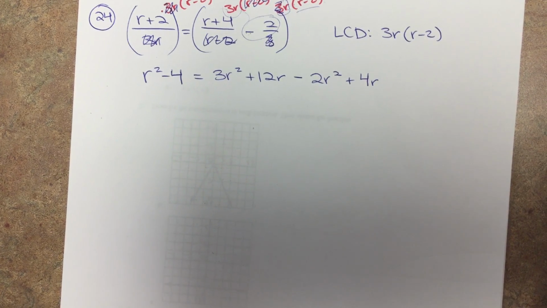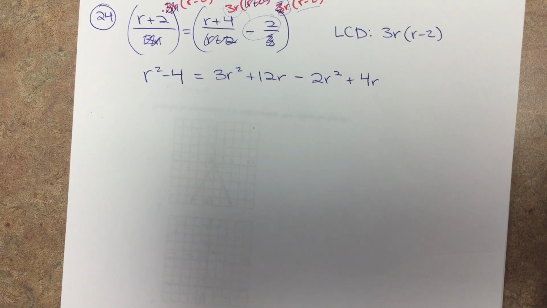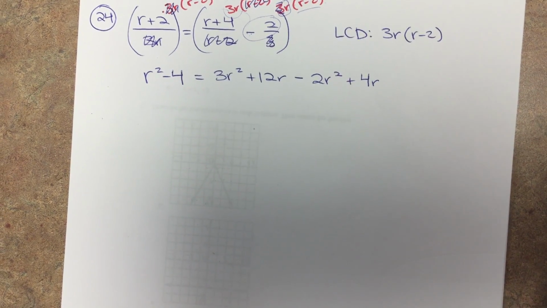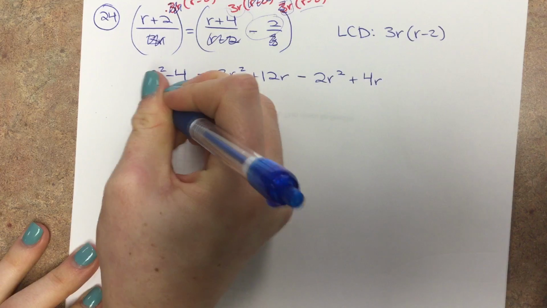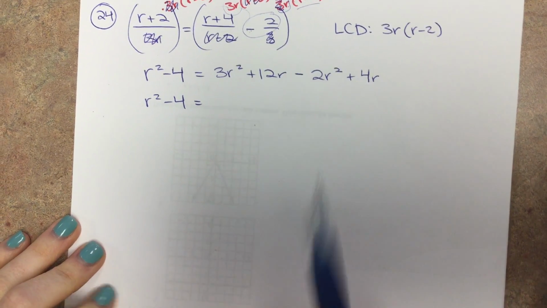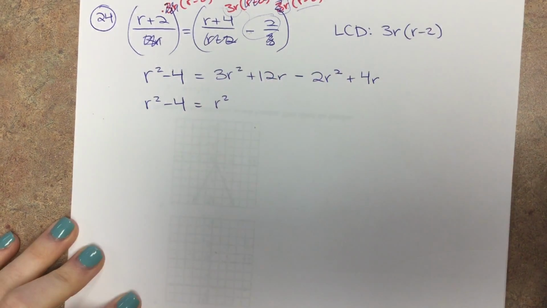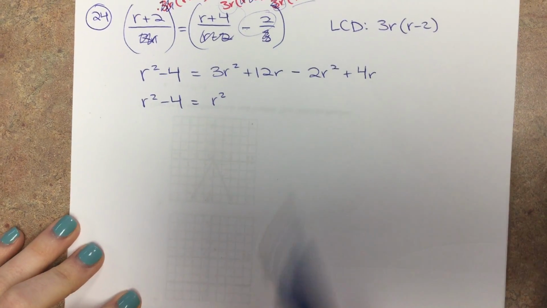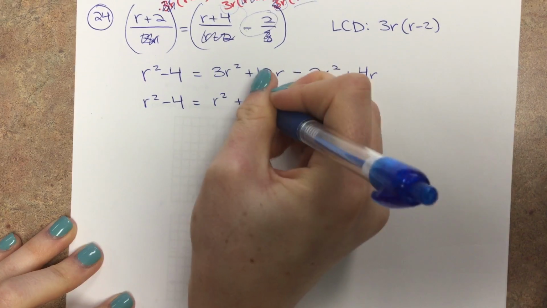Okay, so all of the denominators canceled out because I multiplied by the LCD. And so now we're going to start combining like terms. On the left-hand side, there are no like terms. On the right-hand side, I have a 3r squared minus 2r squared, which is just an r squared. And then I have a 12r and a 4r, so that is 16r.